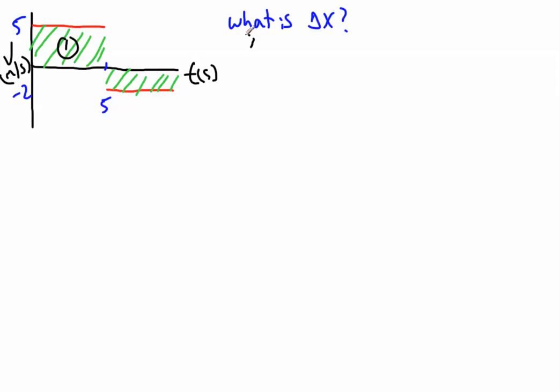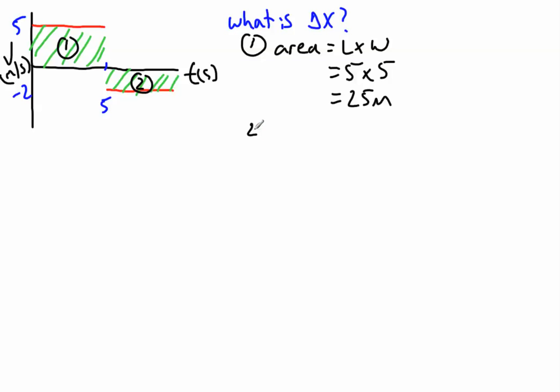Let's call that area 1. All right, so area 1 here is going to be length times width. The length of this is 5 seconds, and the width from here to here is 5 meters per second. That is 25 meters then. So the displacement in that first part of the time, the first 5 seconds, is 25 meters. Now let's look at the second part here.